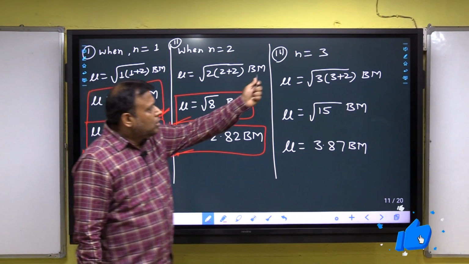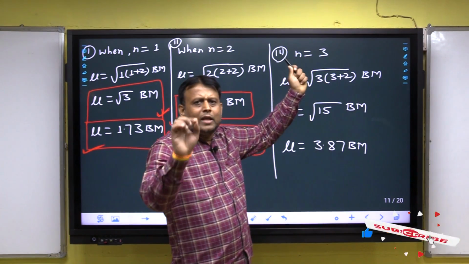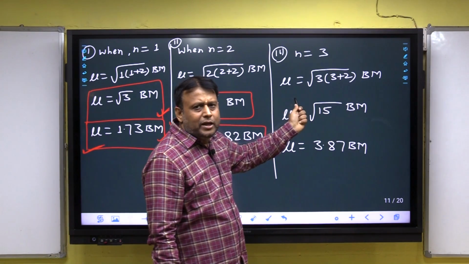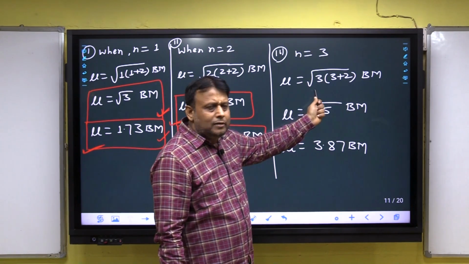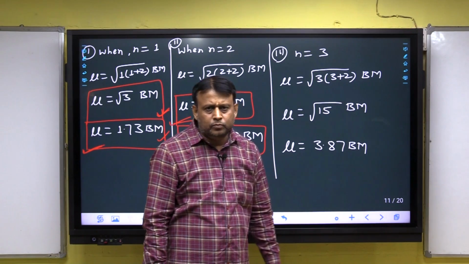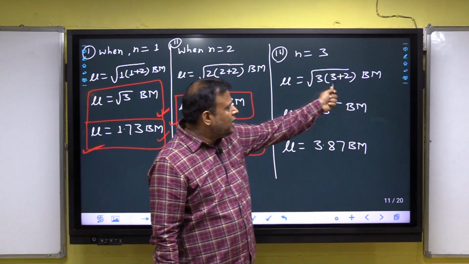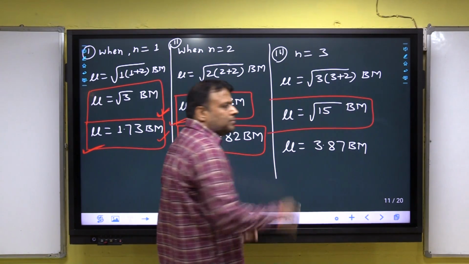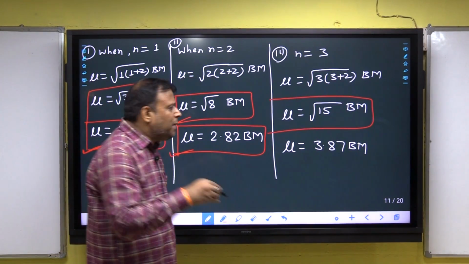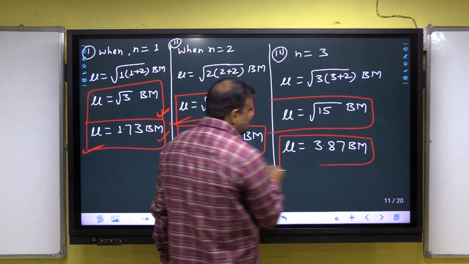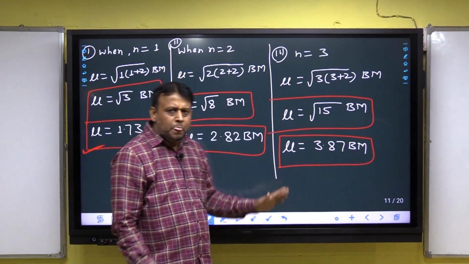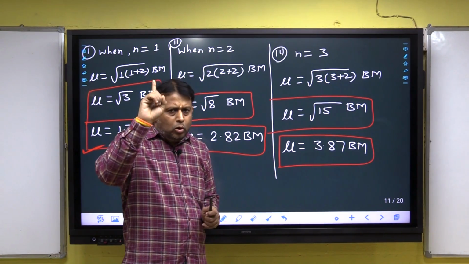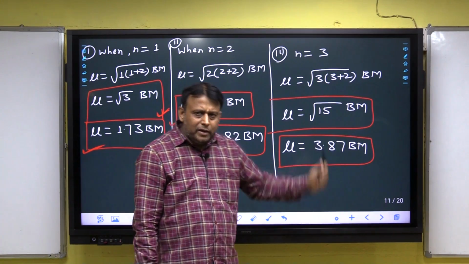Clear? Now, point number 3. When the number of unpaired electrons is 3, the magnetic moment is root under 3 into 3 plus 2. 3 plus 2 is 5, 5 threes are 15, so it will be root under 15 BM, and the value of root 15 is 3.87. Always keep in mind, root under 15 value is 3.87.